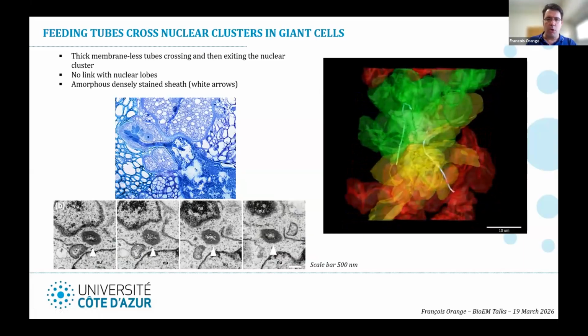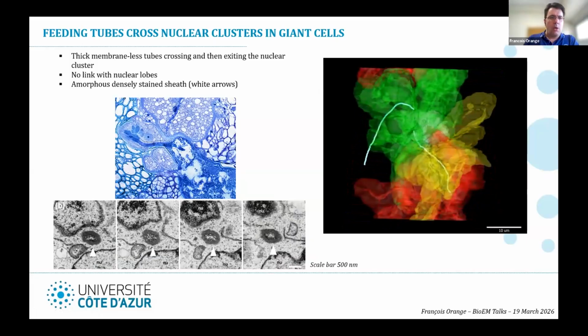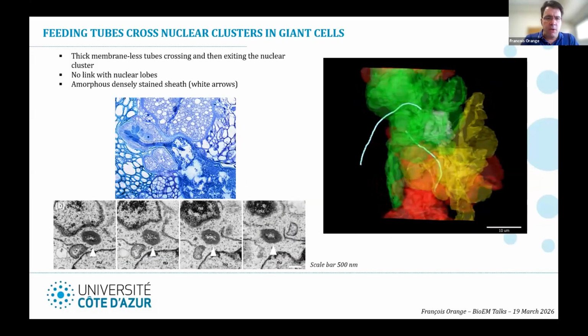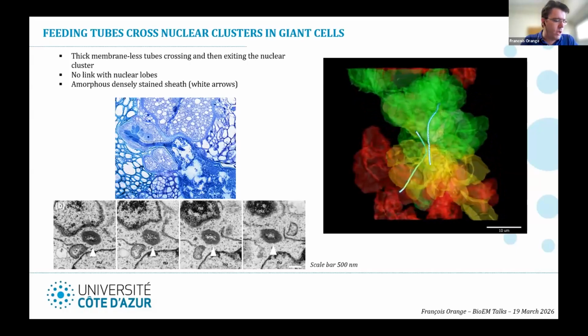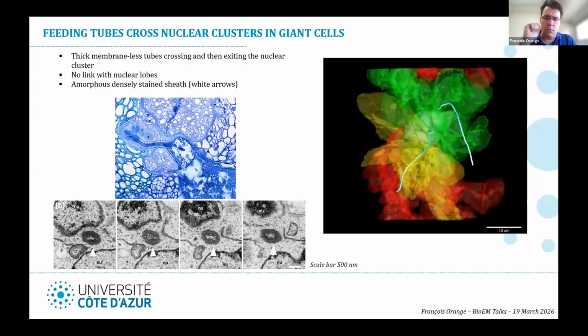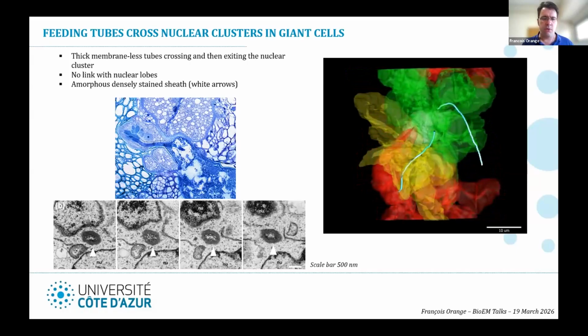Their role is still an open question as well. One possibility is that they could be remnants of the feeding tubes of the nematode. The feeding tubes would be like a needle that the nematode would put into a giant cell to feed itself. Possibly this tube could be a remnant of this, but it remains to be proven.